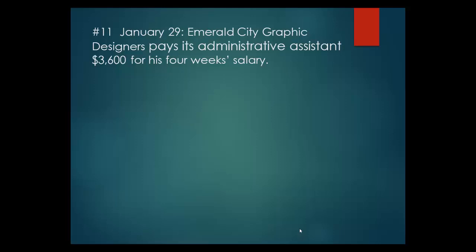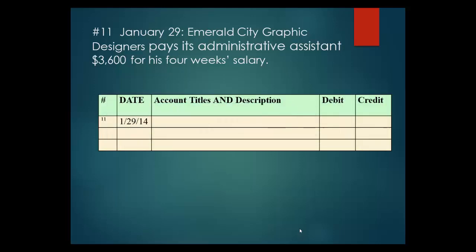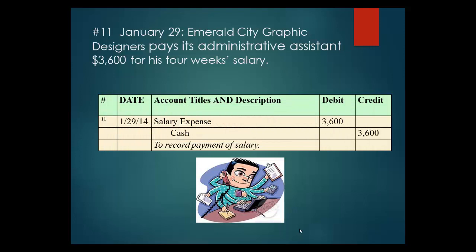Transaction 11. Emerald City Graphic Designers pays its administrative assistant $3,600 for his 4-week salary. This is 4 weeks. January 29th is a Wednesday. So the 30th and the 31st will be paid 4 weeks later in February. So we're going to say, just for the sake of an example, that we pay the employee in cash. So cash goes down, that's a credit, and we're going to charge it to salary expense. You know that because I told you up here it's salary. And when I say pay, that means cash.